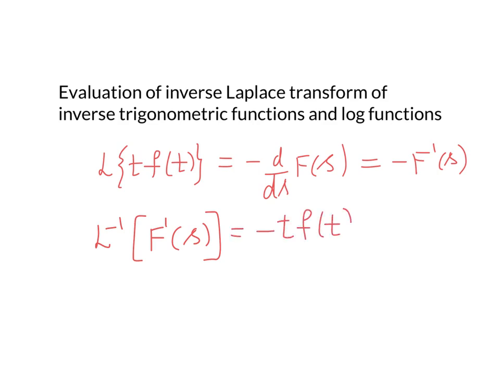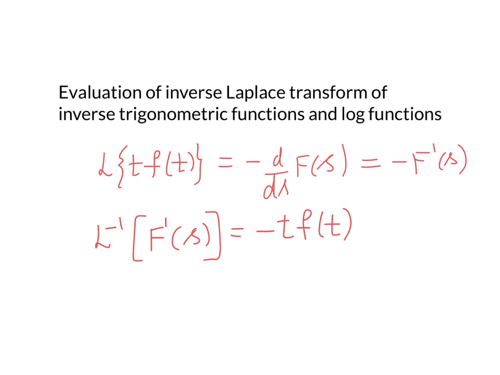Just observe, applying the inverse Laplace transform on both sides, L inverse and L cancel, so we get t f of t on the left side. On the right side we have minus F dash s. So the minus is taken to the other side, and I am applying the inverse Laplace transform on F dash s. So this property we are applying to find the inverse Laplace transform of inverse trigonometric functions and log functions.